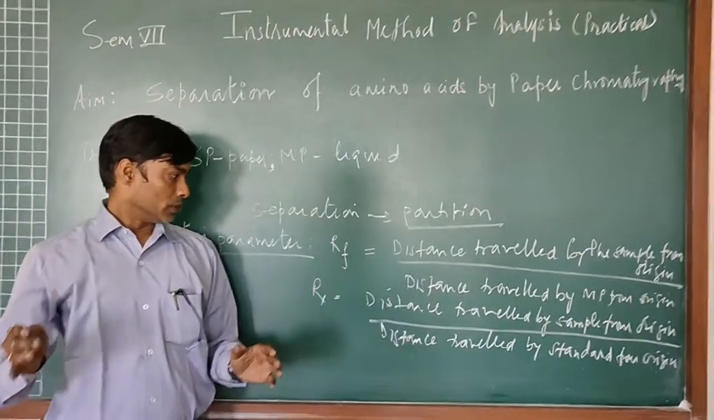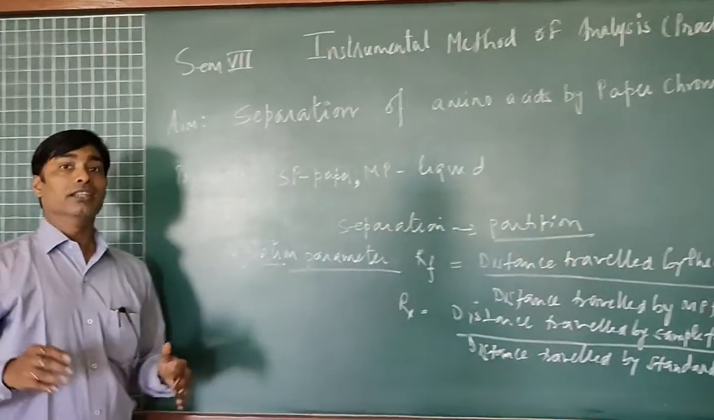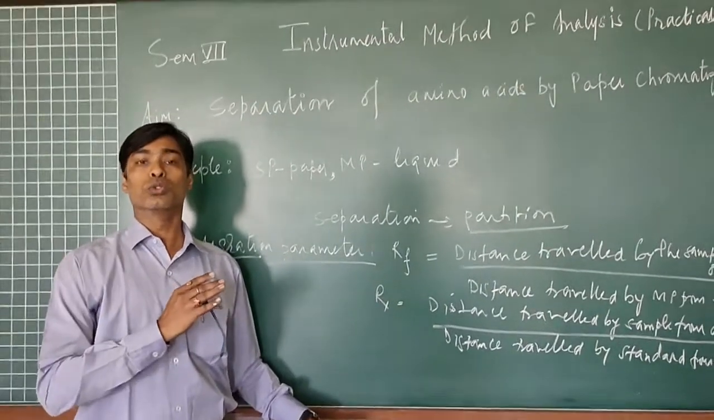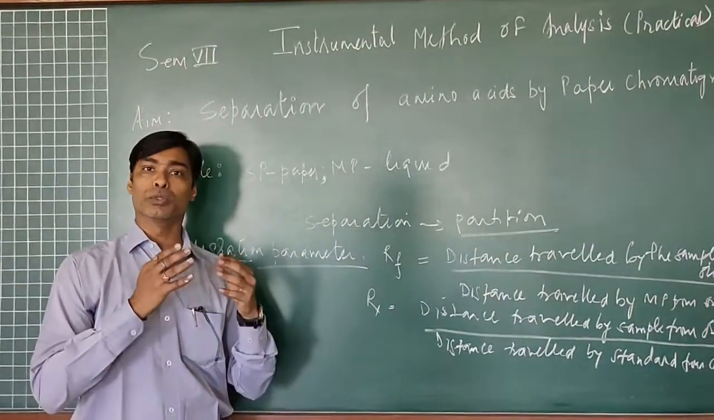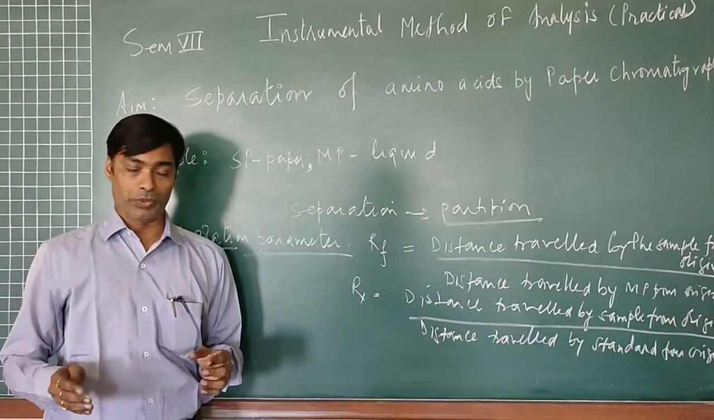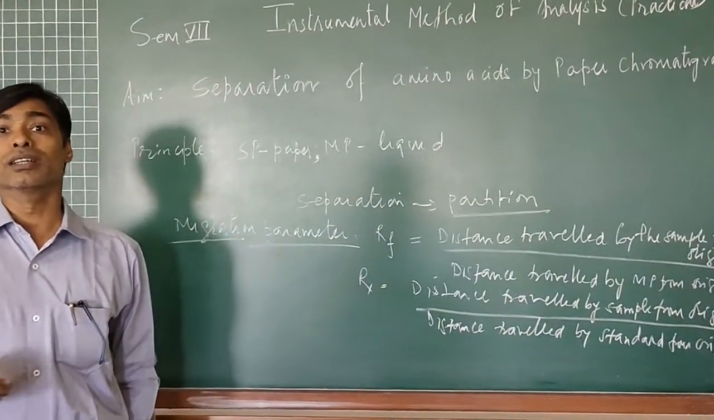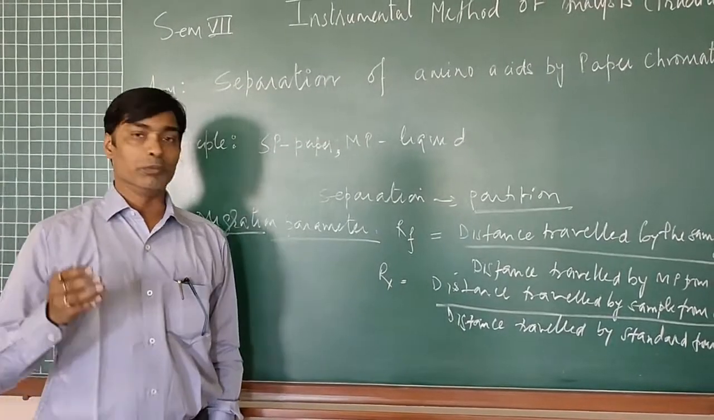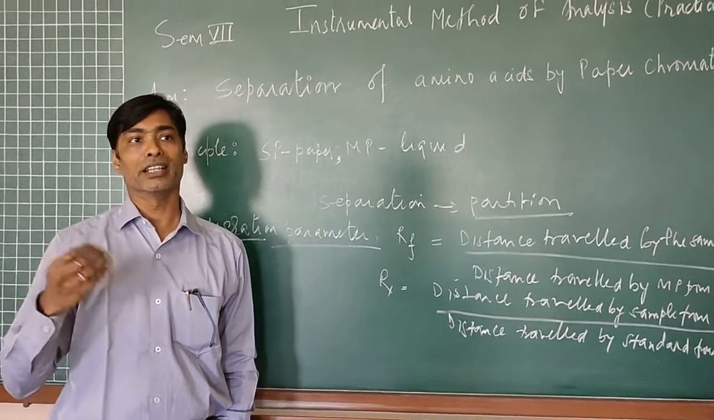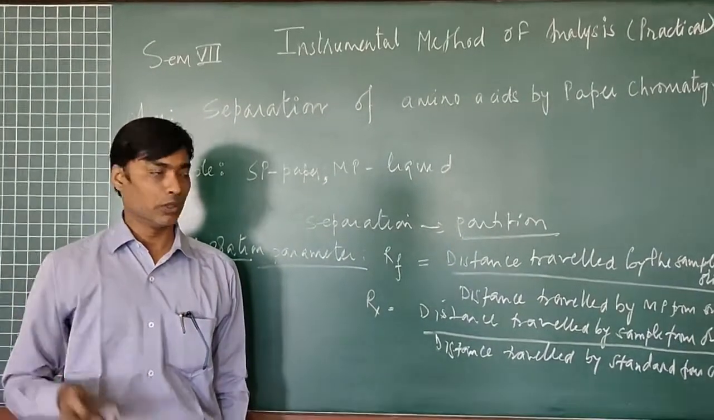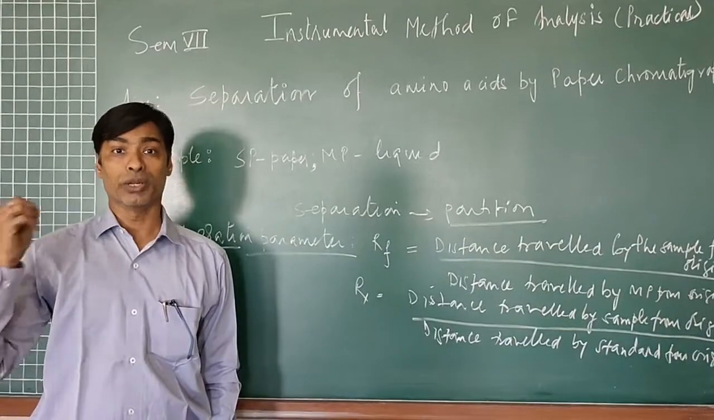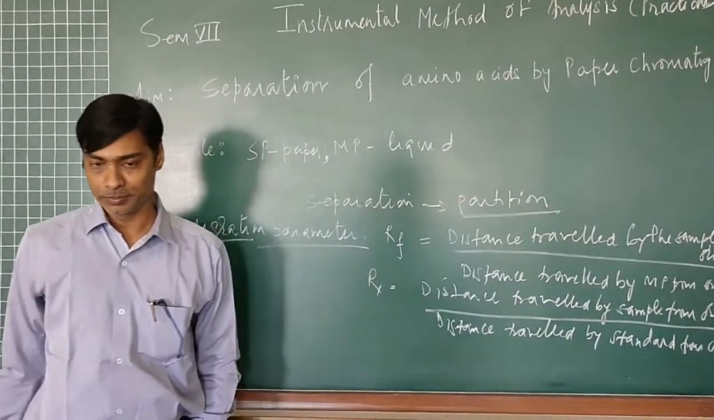Now we will see the procedure for how we have to spot the sample, how we have to take the paper, and cut it according to the size of the development chamber. We will be taking the paper, cutting it in appropriate size and then applying the spot, and we will see the development process taking place with the ascending paper development technique.